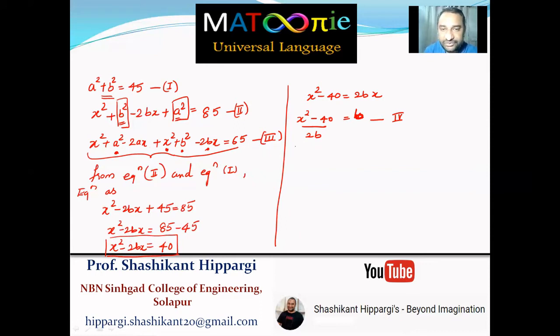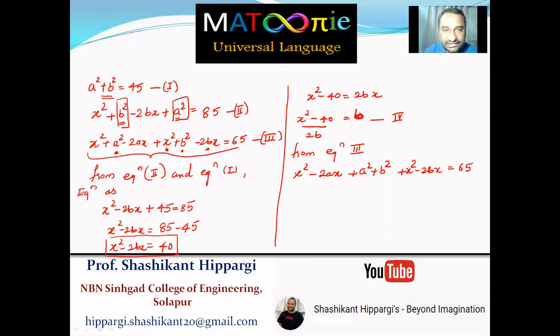So I'll write it properly so that you can understand it better. So from equation 3, I'm writing it so that you can substitute the values very easily. x square minus 2ax plus a square plus b square plus x square minus 2bx is equal to 65. What I have done is that I have just rearranged the terms so that we can substitute the values.